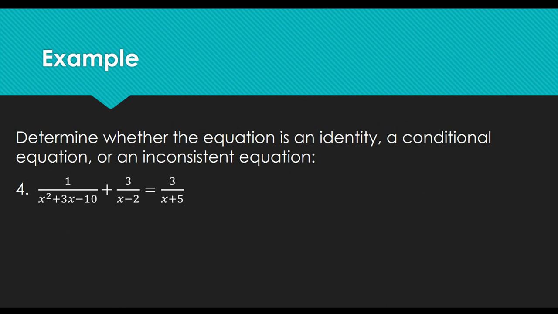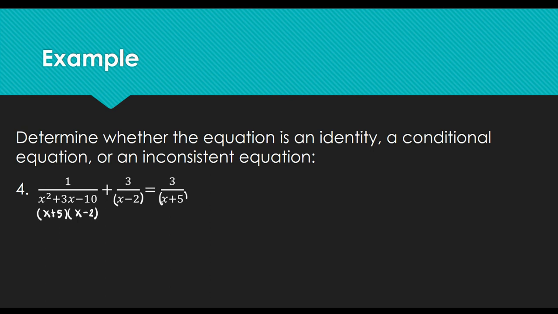Okay, here's another one. Let's determine if we have an identity, conditional, or inconsistent equation. So I've got another rational equation here because I've got equations with fractions where variables are in my denominator. Notice that first fraction is going to be able to factor. I can find numbers that multiply to negative 10 but add to positive 3. That would be x plus 5 times x minus 2.